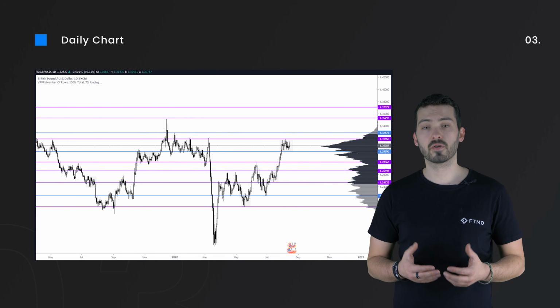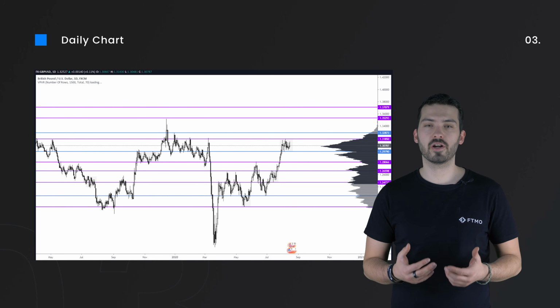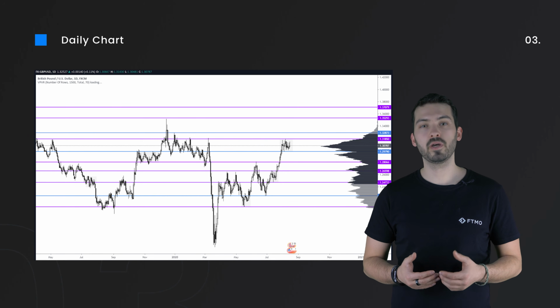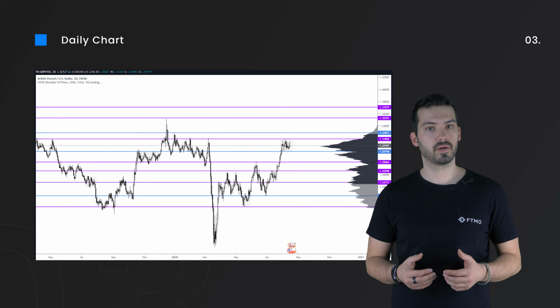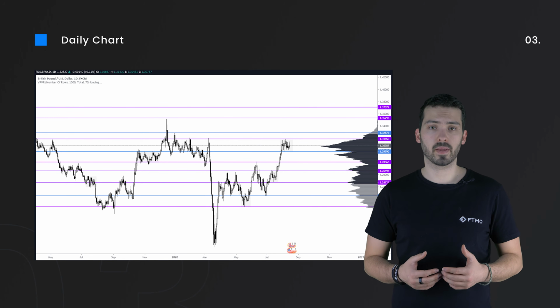As you can notice from the past example, every time GBP/USD was in a very tight range like this one, we had a big expansion shortly after. This gives us a clue that we can expect more of a trending movement.